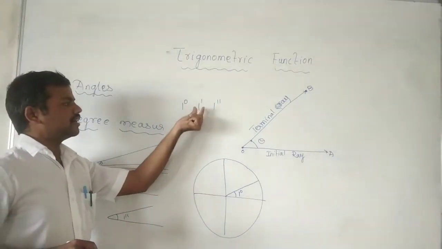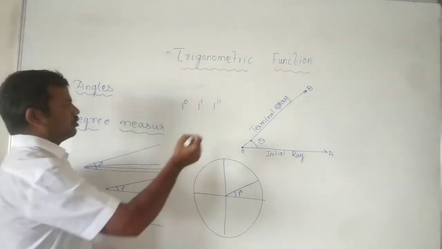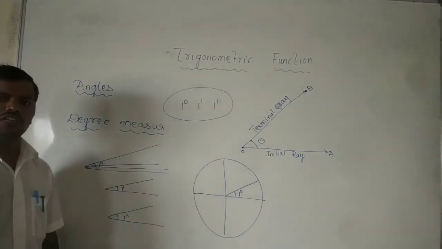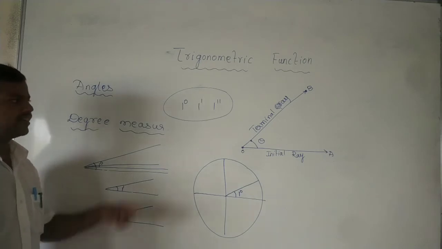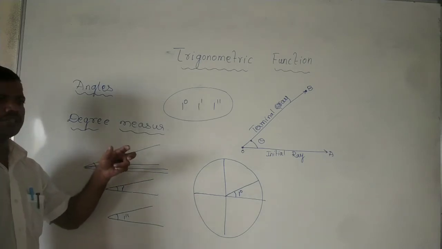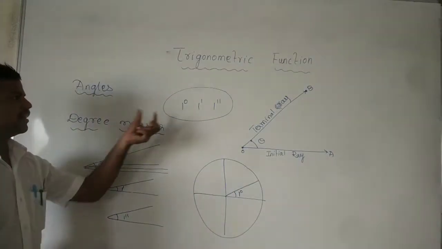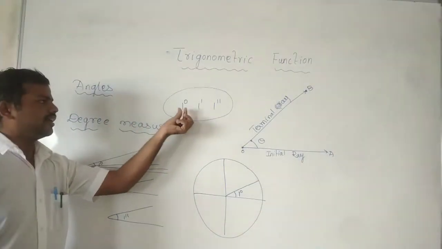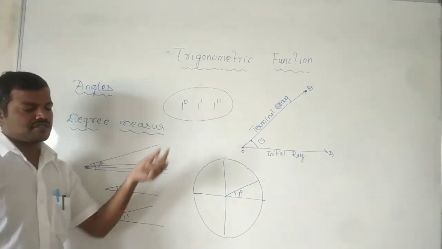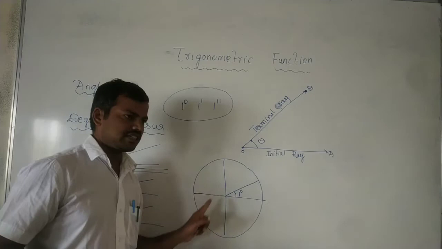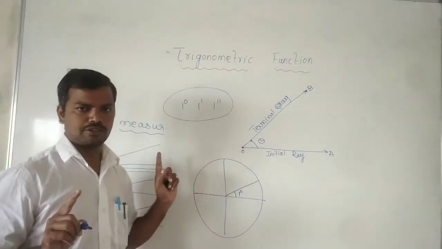Degree, minute and second. So what do we call this in total? Degree measure of an angle. Totally we call it a degree measure. That is the system, the unit which we use to measure an angle, in degrees, that is degree, minute and seconds. Look, 1 degree is the 1/360th part of one complete rotation.